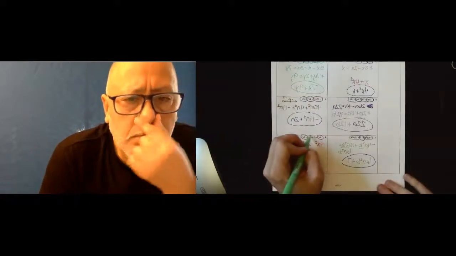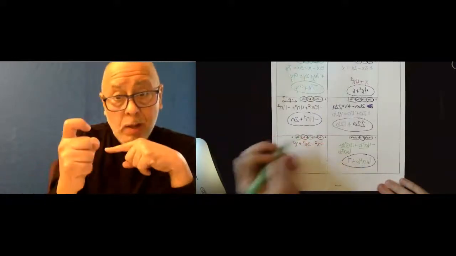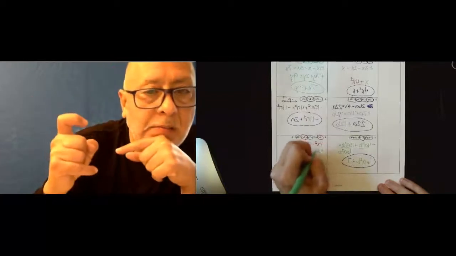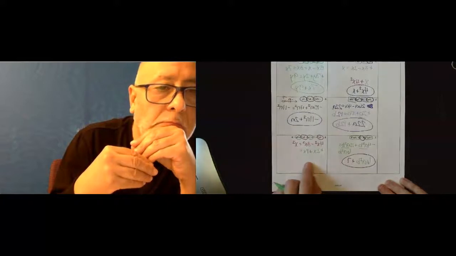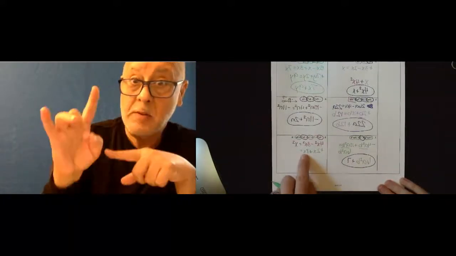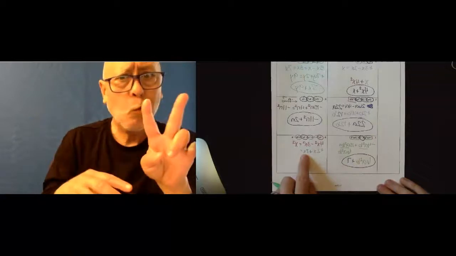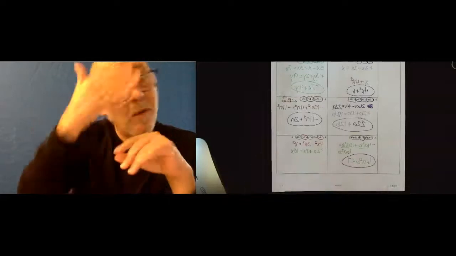Now I have a positive 2x and a positive 8x. So I'm just going to add a positive 2 and a positive 8. So it's 2 plus 8, 10. Don't forget to keep the variable.